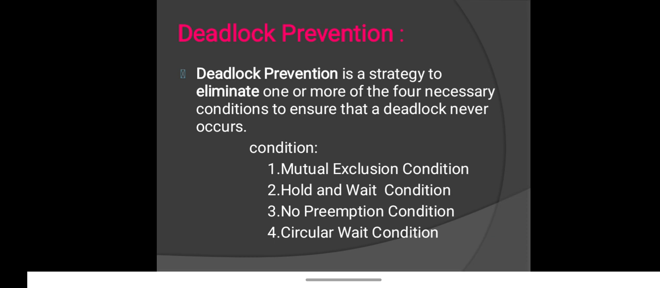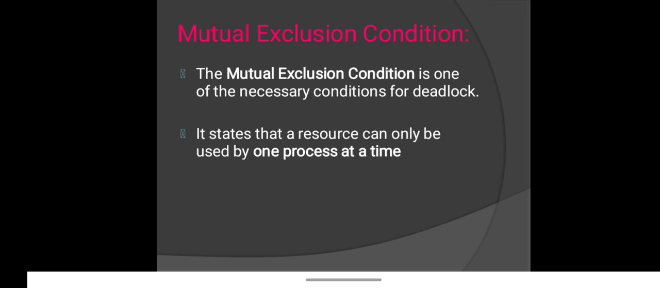First one is mutual exclusion. The mutual exclusion condition is one of the necessary conditions of deadlock. It means resources cannot be shared in the system. Example, tape drive and printer. And a shareable resource example is read-only files.